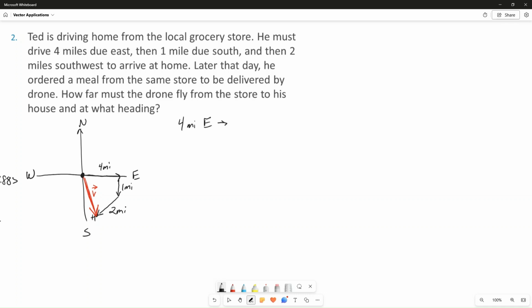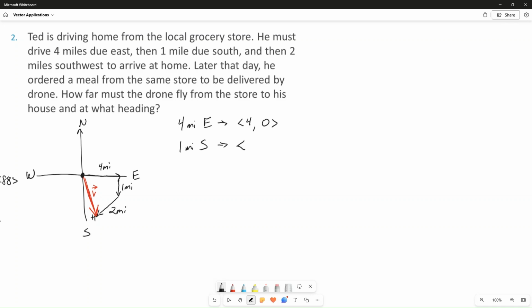So that is a vector where there's 4 miles up to the right. So that's a positive 4 for the horizontal component, and then 0 for the vertical component, right? Because it's 4 to the right, nothing up or down. We then have 1 mile south.